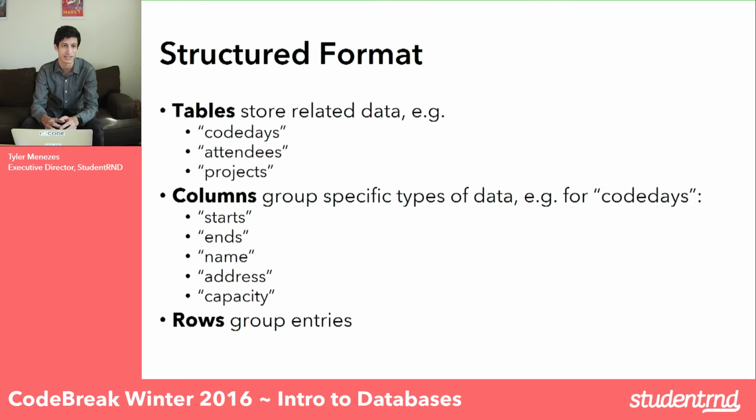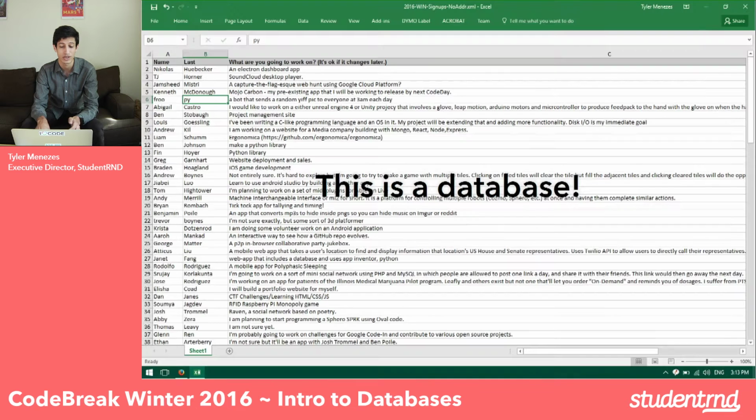Tables are storing related data. Columns are grouping specific types of data. Rows are grouping entries. What is a table, by the way, in Excel? You could either make a new Excel document, or actually at the very bottom they have those tabs. In this one there's a tab that says Sheet 1. That's kind of a table, right? And if I wanted to store something else, then I would probably make a new sheet.